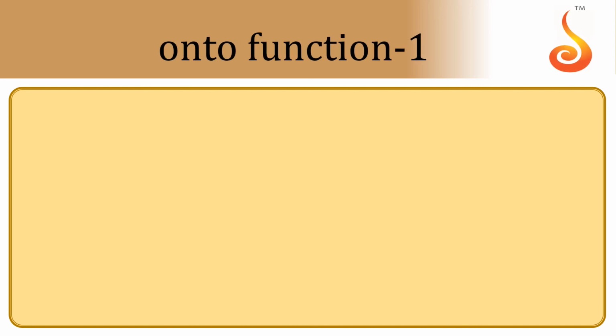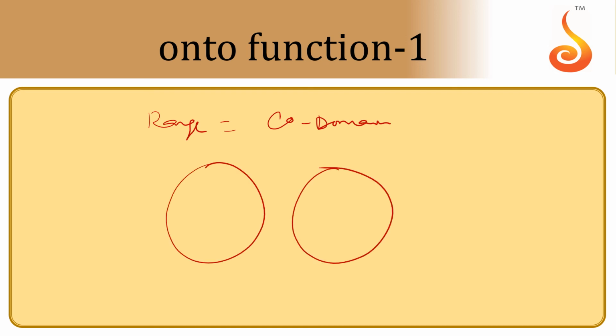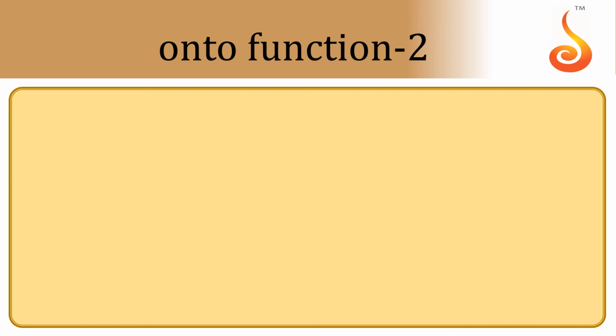So onto functions, it is very clear. Range will be equal to codomain. Means in the codomain, no element should be left over without pre-image. How to check? You have to find the range of the function and compare it with the codomain. A function which is not onto is called an into function.